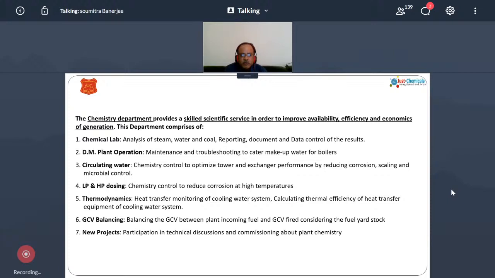Then we do GCV balancing, and GCV balancing is very important for any power plant. What is the incoming GCV we had in this month, so many gigakilocalories, how much of it we burnt and how much is left. Now there is a big gap which we try to fill with modern equipment, and we will also be talking about that during this program.